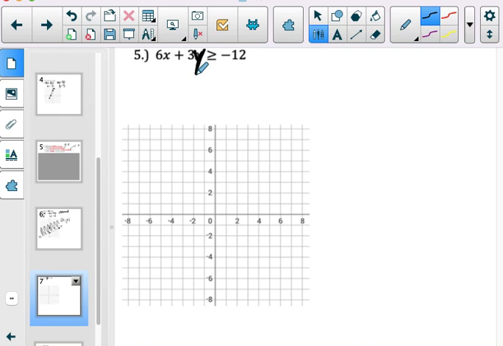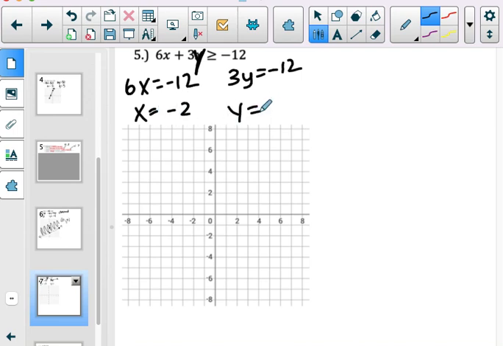Okay. So we have 6x plus 3y is greater than or equal to negative 12. Find your intercepts. 6x equals negative 12. 3y equals negative 12. What is our x-intercept? Negative 2. What is our y-intercept? Negative 4. Go to the x-axis. Put a dot at negative 2. Y-axis, negative 4.